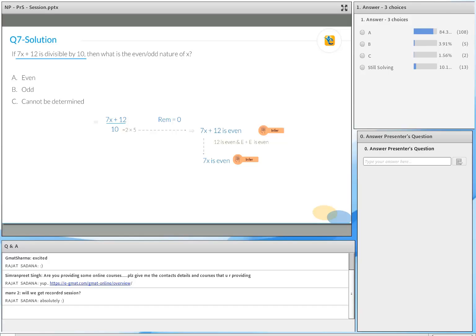Again, another inference that we are drawing, okay? Now, 7 is not even, which means that for 7x to be even, x has to be even. Third inference that we have drawn, okay? So again, the correct answer over here is choice A.